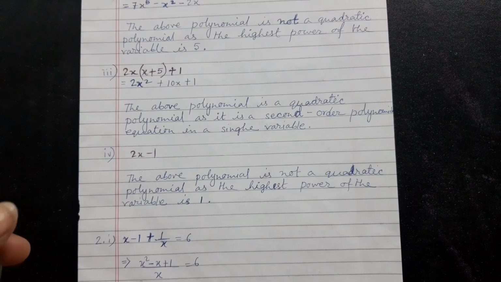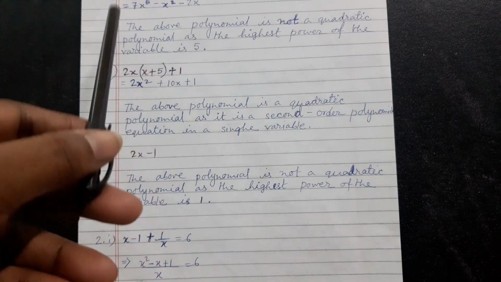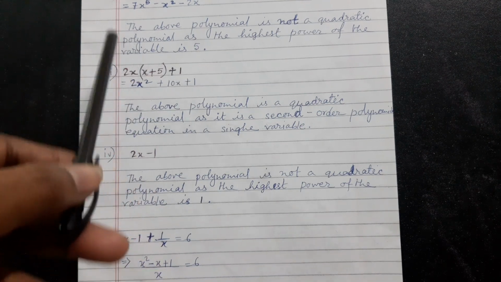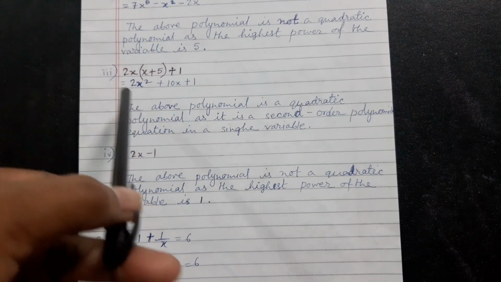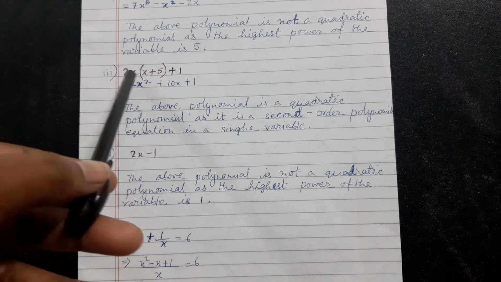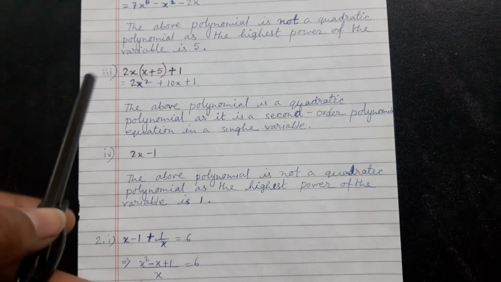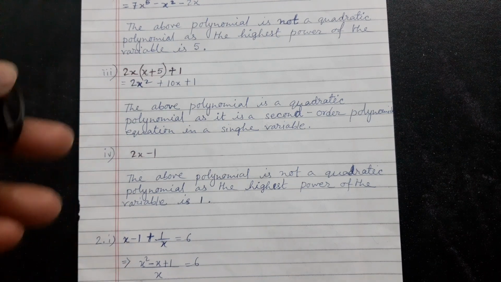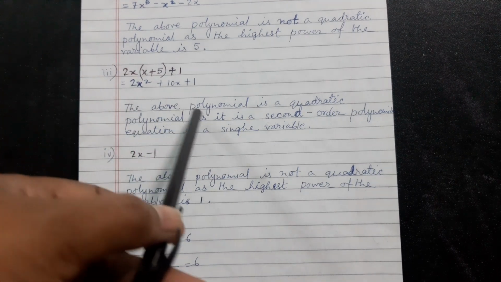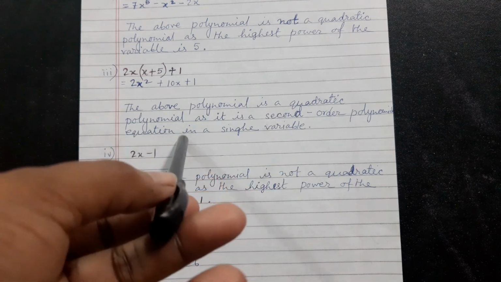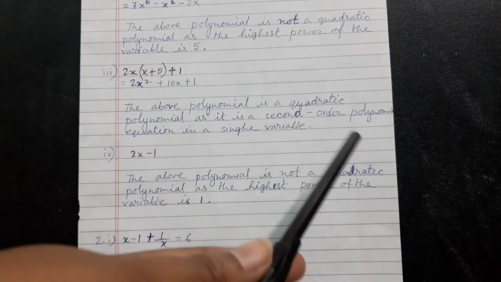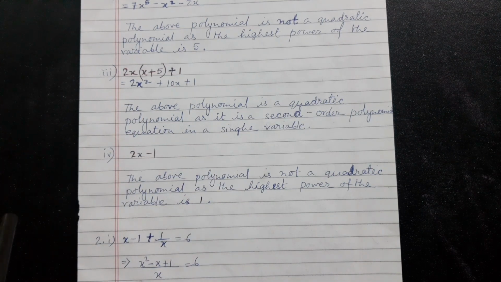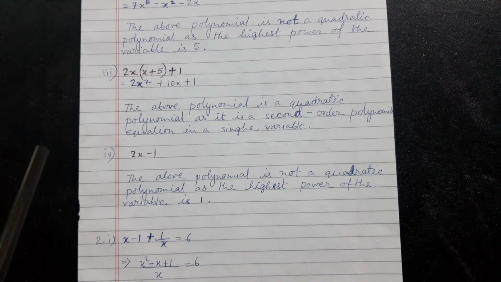is 5. Now the next sum, 2x into (x plus 5) in bracket plus 1. If we remove the bracket, we will get 2x square plus 10x plus 1. That is, it is a quadratic polynomial as the highest power of x is 2. So, we can write the above polynomial is a quadratic polynomial as it is a second order polynomial equation in a single variable. Okay.